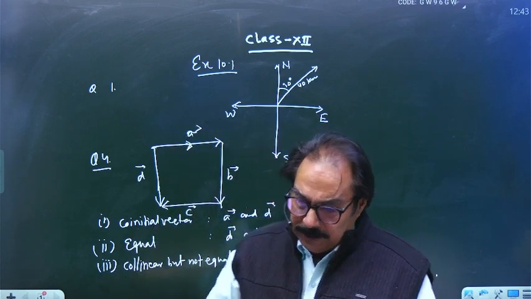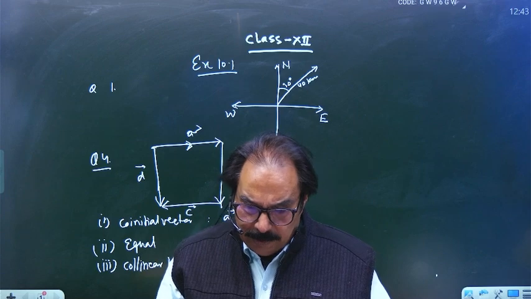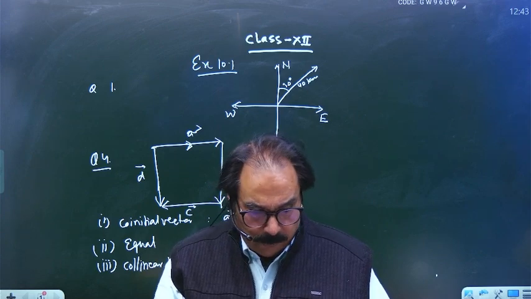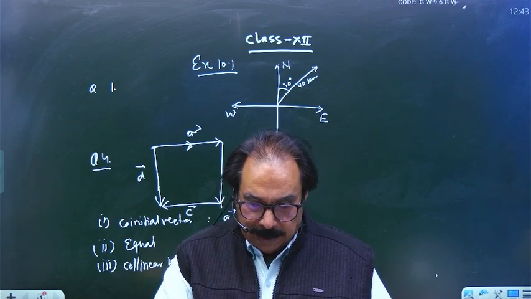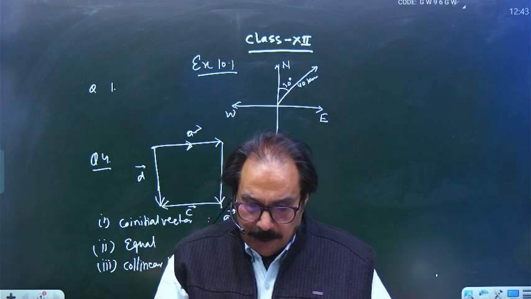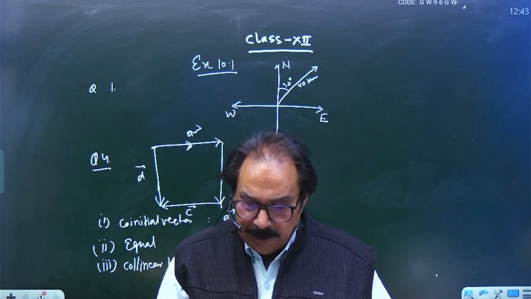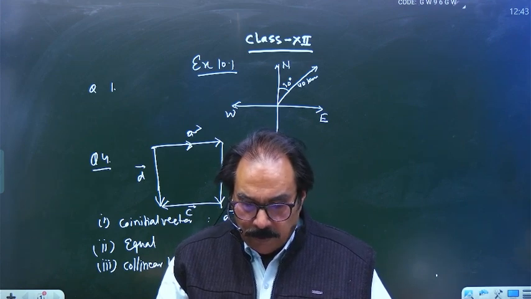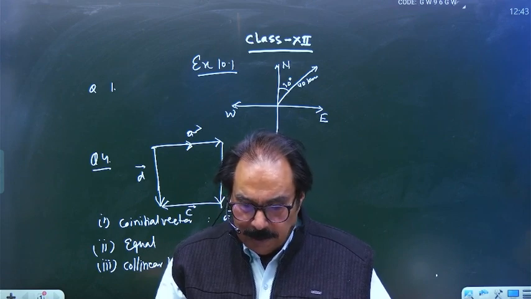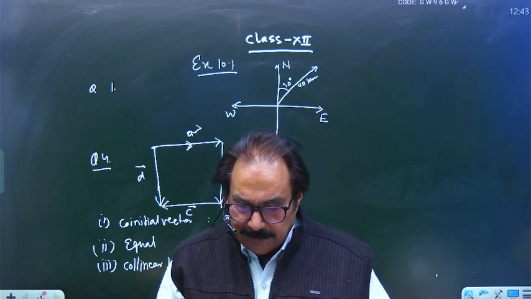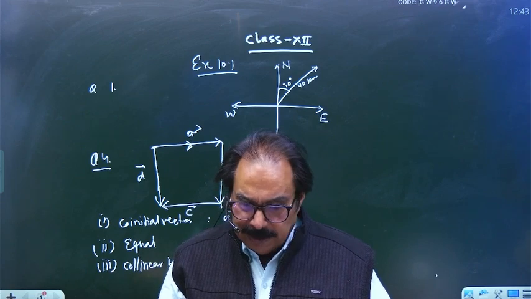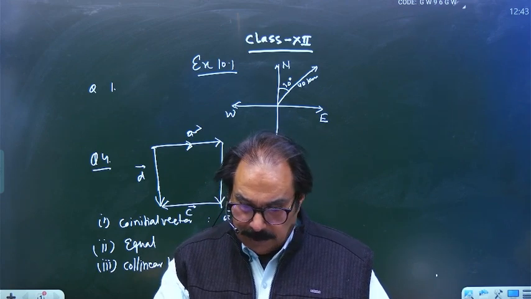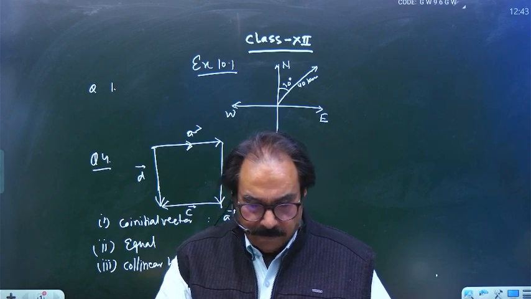Now the fifth question is we have to write the answer as true or false. Okay, so again I am explaining verbally. A and minus A are of course collinear vectors, it is true. Two collinear vectors are always equal in magnitude, it is false. And third part is two vectors having the same magnitude are collinear, again it is false. And two collinear vectors having the same magnitude are equal, again it is false.